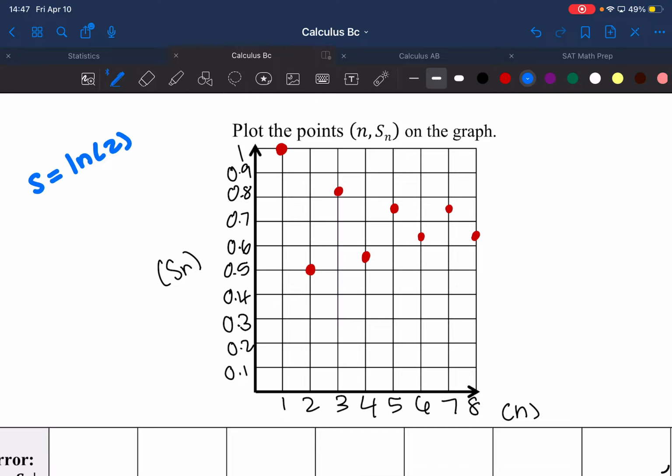Okay. And if we were to plug that into the calculator, it would be 0.6931. So again, I found natural log of 2. I didn't randomly think of that number. I just know, because I have my information off to the side on my notes, that this series is an approximation for natural log of 2.